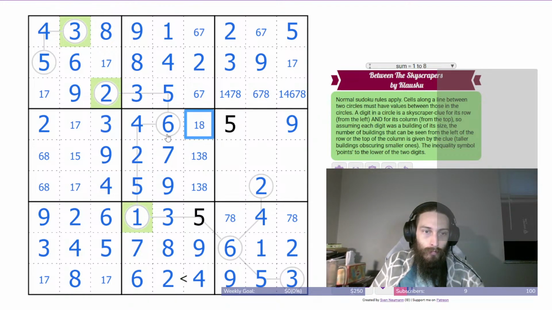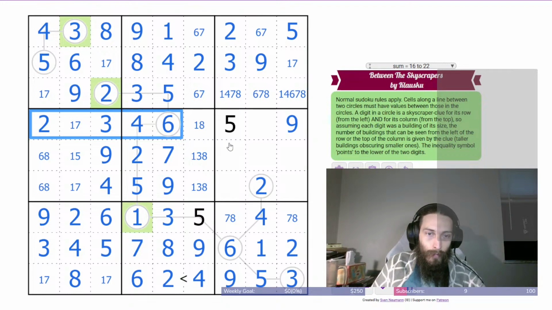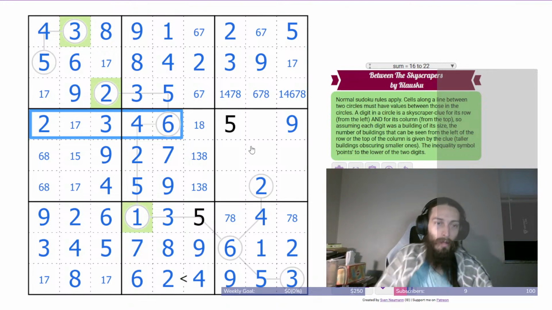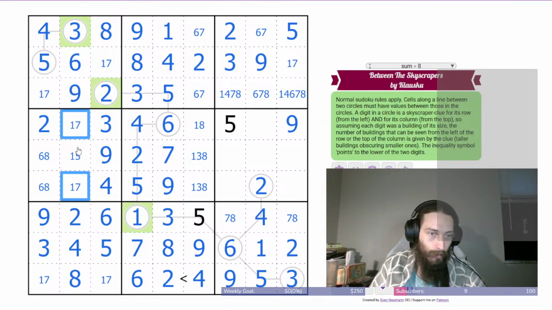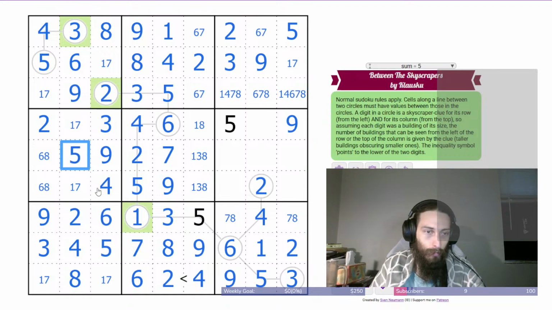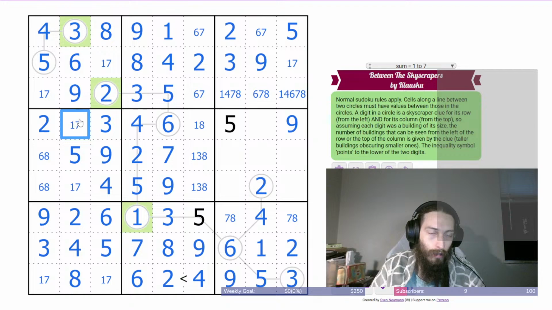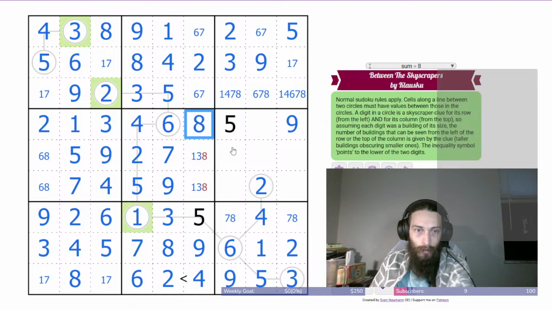Why couldn't it be an 8? Because of the 6 in the row. Oh, right, 6. Yeah. But I should have explained that as I said it. So 1, 7 pair takes out the 1 in the middle. And again, this cannot be a 7, because then it would go 2, 7, 8, 9, and that's only 4. 8.